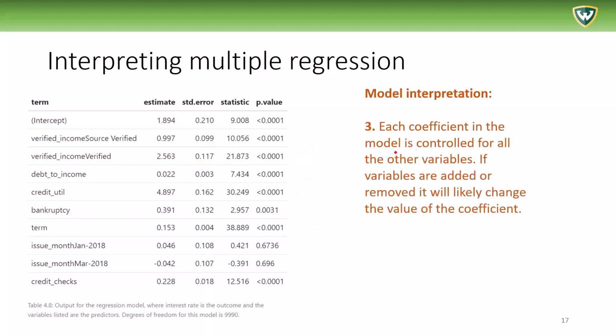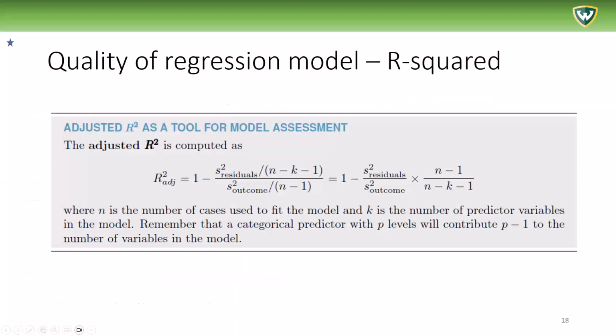Each coefficient in the model is controlled for all the other variables. If variables are added or removed, it will likely change the value of each coefficient and also of the whole model. We've gone over this in previous videos. So next, we're going to talk about evaluating the whole model with R squared.